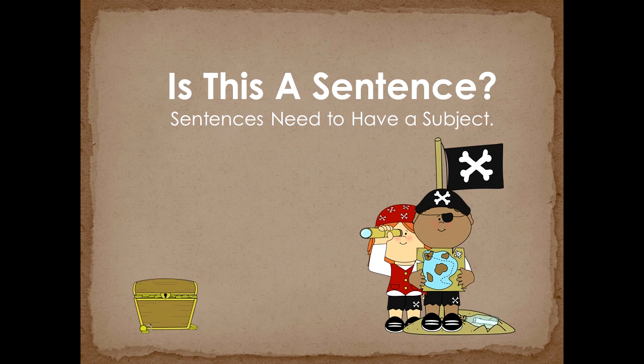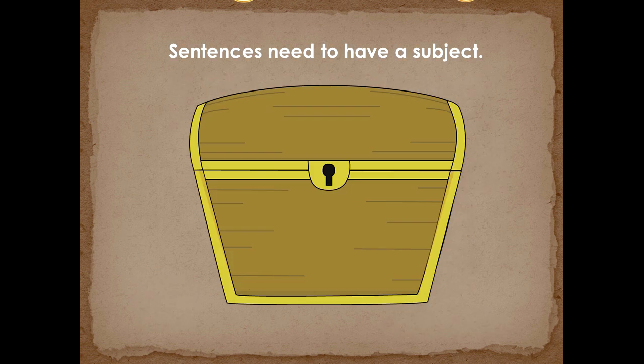Today, in our language lesson, we are going to look at writing a good sentence. And we are going to ask ourselves, is this a sentence? Today, we are learning that sentences need to have a subject. Well, sentences need to have a subject. And we know that sentences need many things. Do you remember some of them? One is they need to have a capital letter. They also need to have an end mark. We need to have spaces between our words in a sentence.